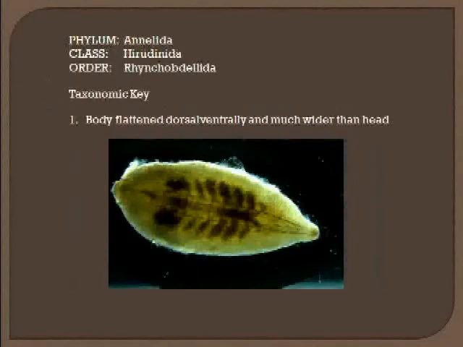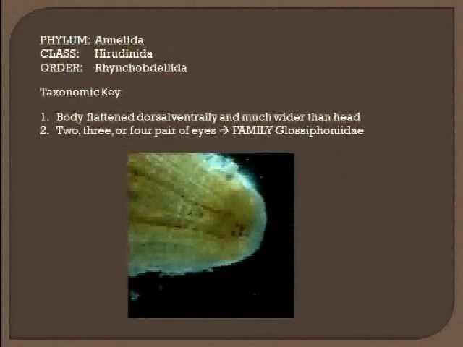Okay. The second characteristic is that the body is flattened dorsoventrally. It's a very flat leech, and the body is much wider than the head. The head in this photo is on the right side of the photograph. Again, very much smaller than the body of the leech. As we continue in the identification, does the leech have 2, 3, or 4 pairs of eyes? Our leech has 3 pairs of eyes, and this places it into the family Glossiphoniidae.